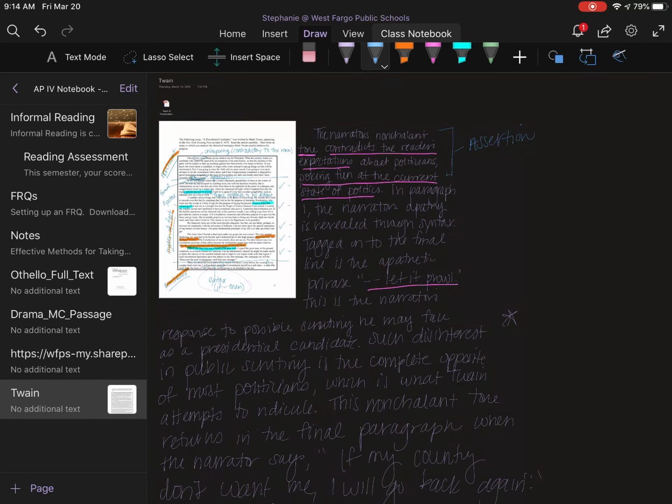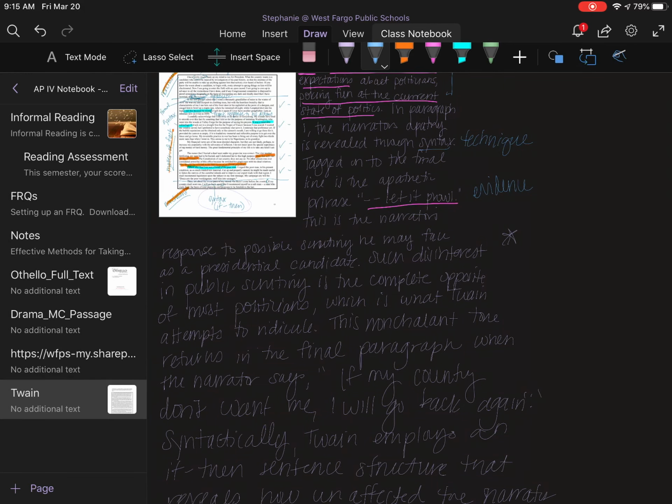So it says in paragraph 1, the narrator's apathy is revealed through syntax. Again, here's where I talk about my technique. Tagged into the final line is the apathetic phrase, let it prowl. Evidence. This is the narrator's response to possible scrutiny he may face as a presidential candidate. Again, providing the context of what was said when it said let it prowl. Such disinterest in public scrutiny is the complete opposite of most politicians, which is what Twain attempted to ridicule. Right here is my link to meaning or purpose.